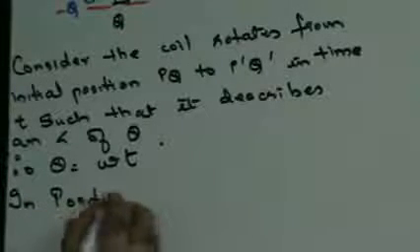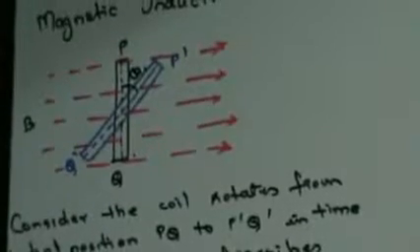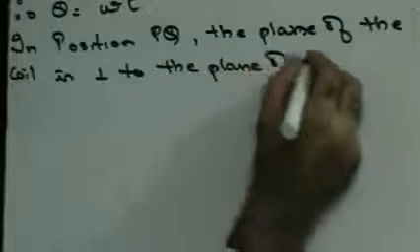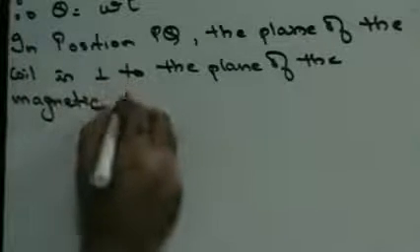Now, in position PQ, I can say that the plane of the coil is perpendicular to the plane of the magnetic field B. Let's assume that the external magnetic field is say B. So in position PQ, the plane of the coil is perpendicular to the plane of the magnetic field B.